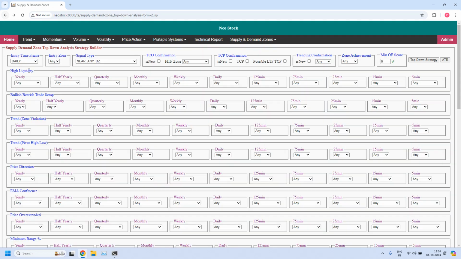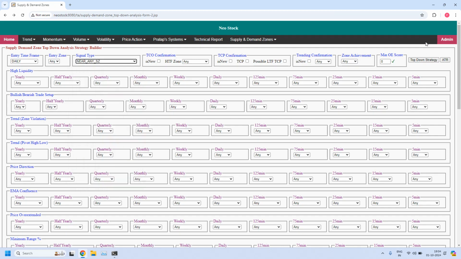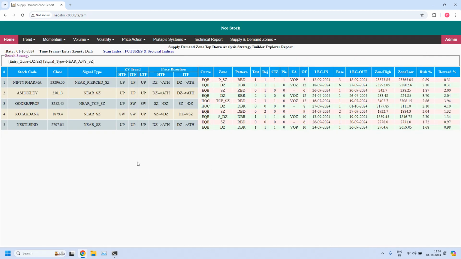Okay, next, for daily time frame, let us find the stocks near daily supply zone. 5 stocks are filtered. Let us identify daily high liquidity supply zones. Godrej Properties is having a high liquidity daily supply zone. So only one daily high liquidity supply zone is identified in this list.